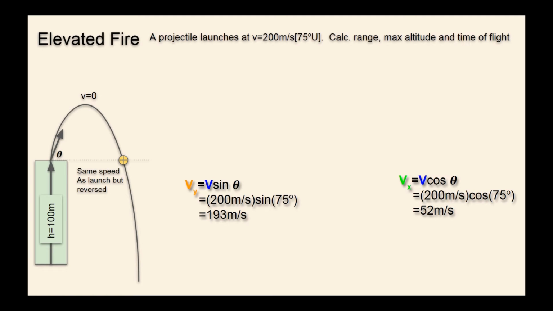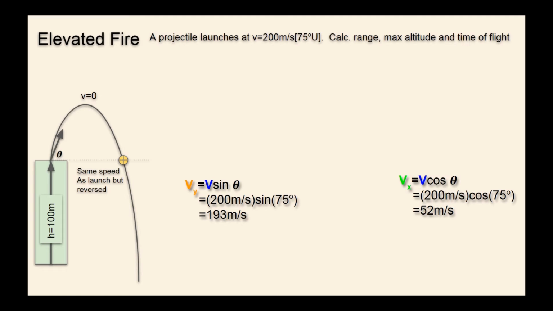Let's talk about elevated fire. You're shooting a cannon from the heights and you're elevating it: 200 meters a second, 75 degrees up. Let's calculate everything. Step 1, our X and our Y components. This means 193 meters a second vertically and 52 meters a second horizontally.